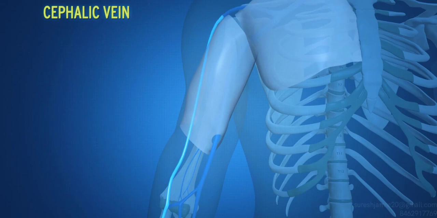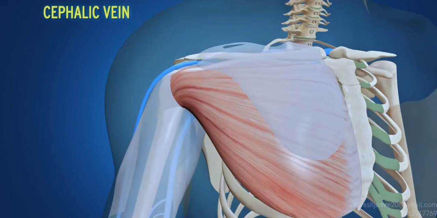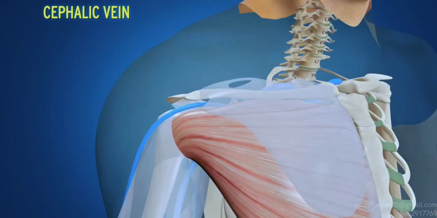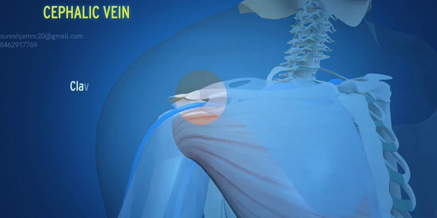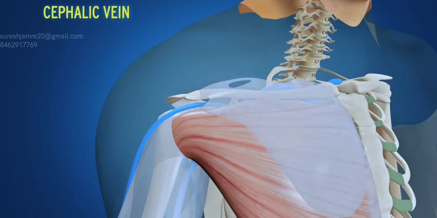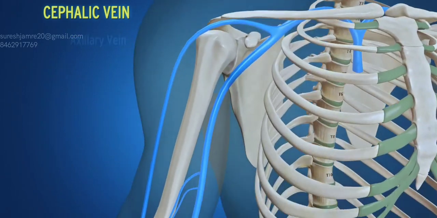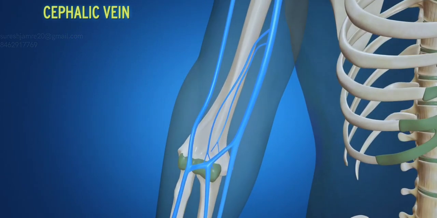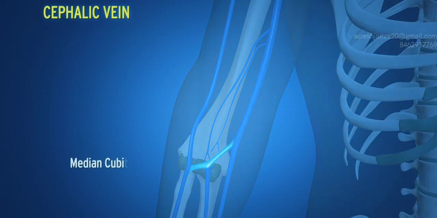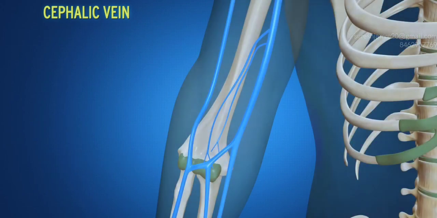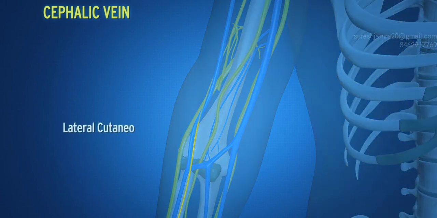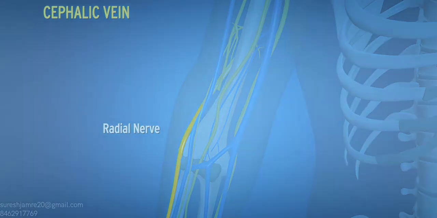Then it pierces the deep fascia at the lower border of the pectoralis major, runs in the deltopectoral groove up to the infraclavicular fossa and pierces the clavipectoral fascia and joins the axillary vein. At the elbow, a greater part of the blood is drained into the basilic vein through the median cubital vein. Cephalic vein is accompanied by the lateral cutaneous nerve of the forearm and the distal part of the radial nerve.